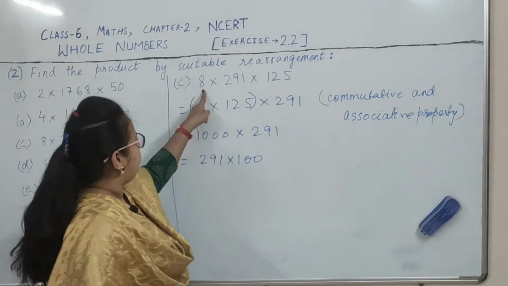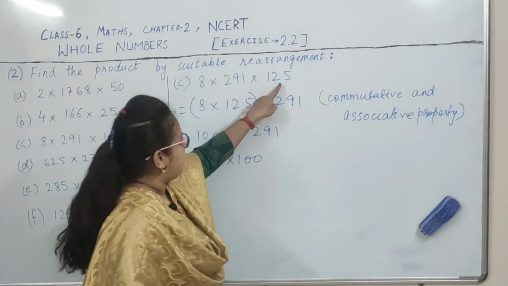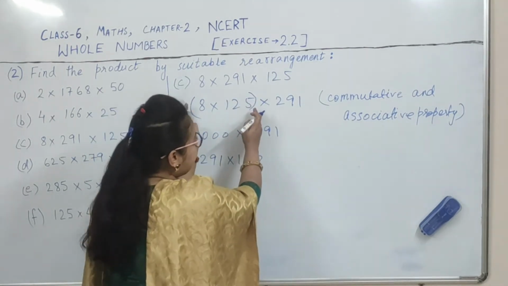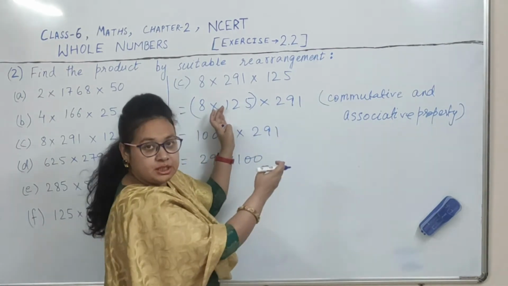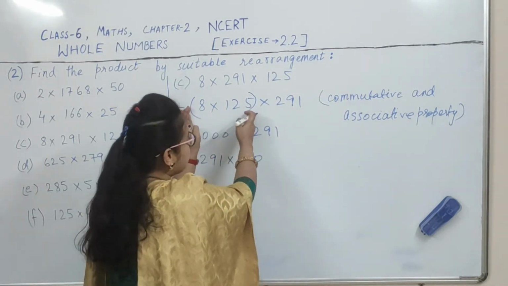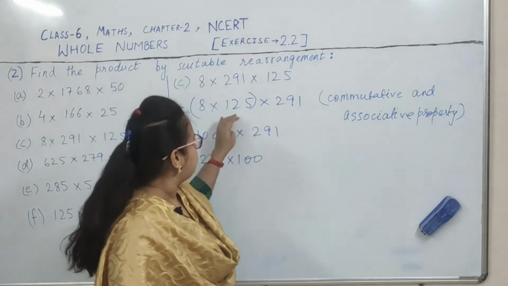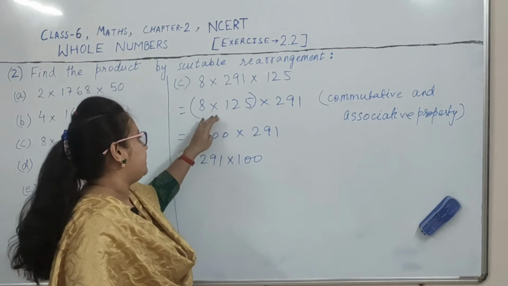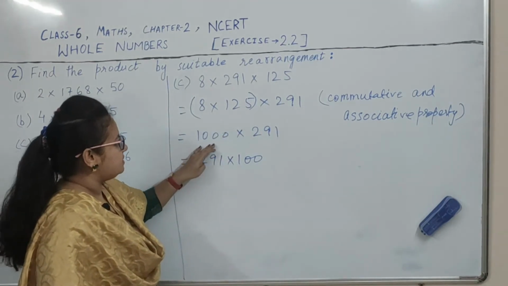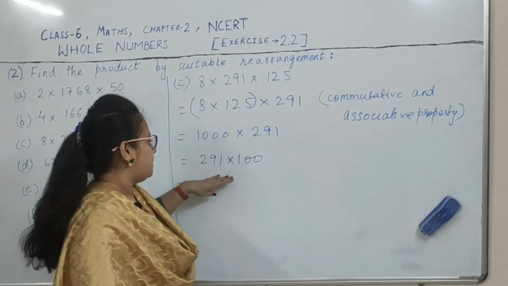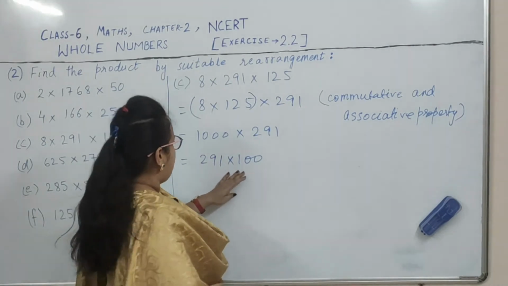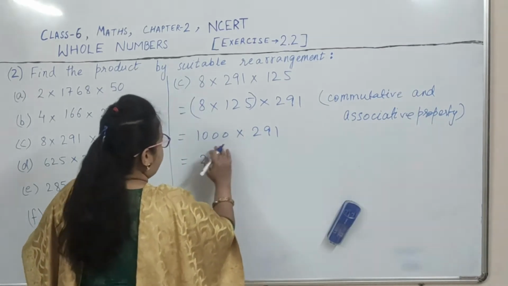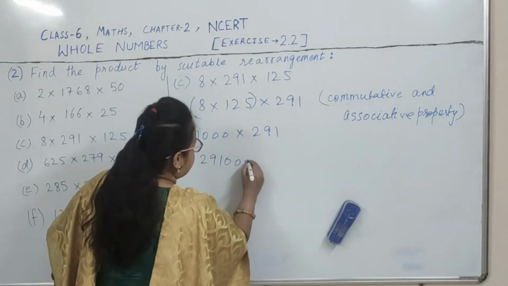So understood this? What we did? We brought this here and this here. This is the commutative property, and then combining the numbers. We could have also combined these two together, but we have combined these two. We have associated these two. So in this step, we are using commutative and associative property. Now the product of these two numbers is this. This multiplied by 291, sorry, this is 291 multiplied by 1000 will give this number.